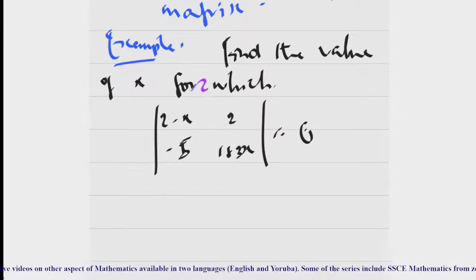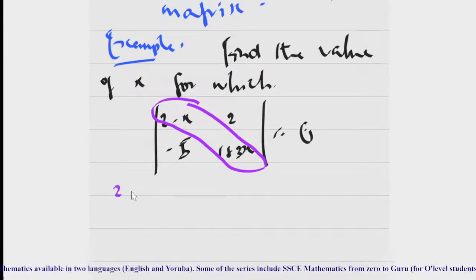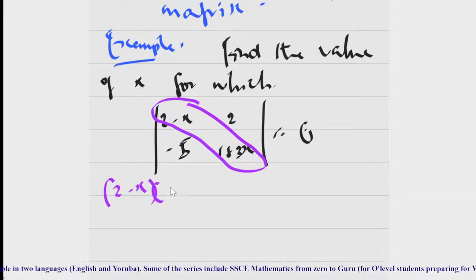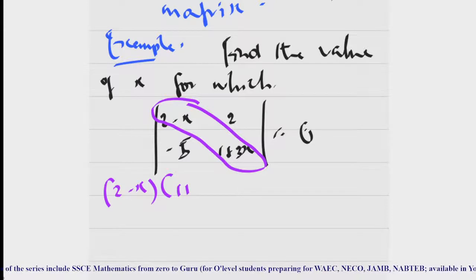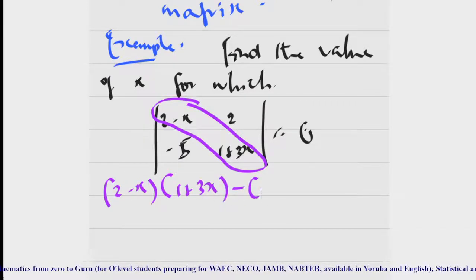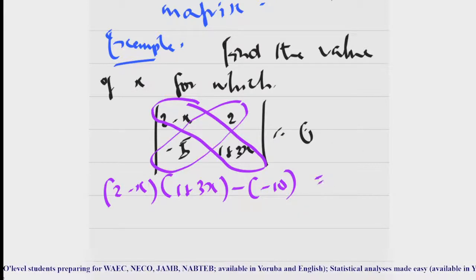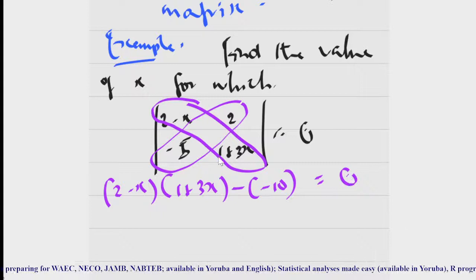How do you do it? Find the determinant of this first. The product of those along the leading diagonal, that is 2 minus x times 1 plus 3x, minus the product of those along the second diagonal, which is minus 10, is equal to 0. Then you simplify further and find the value of x.